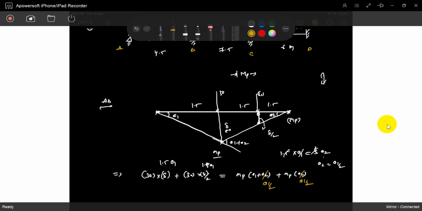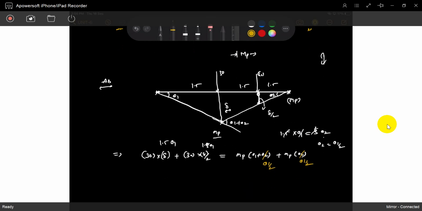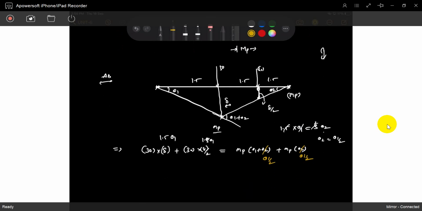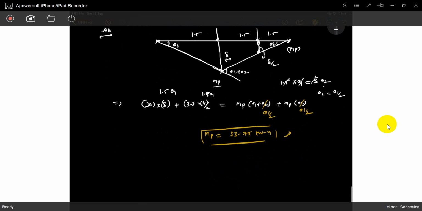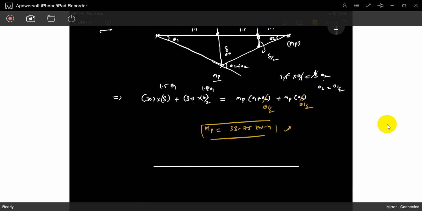Solve it exactly the same in theta 1. So what is MP? Thus MP is 33.75 kilonewton meter. That is the one possibility of AB only. In AB, that is one possibility. The second possibility is the same, once again.